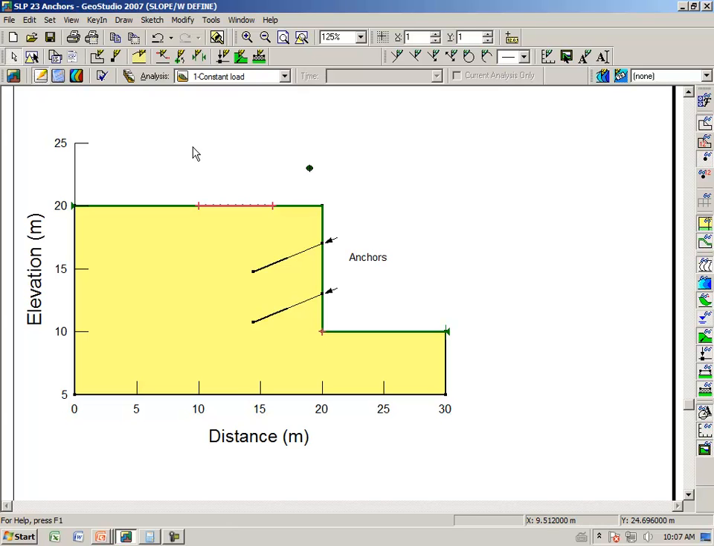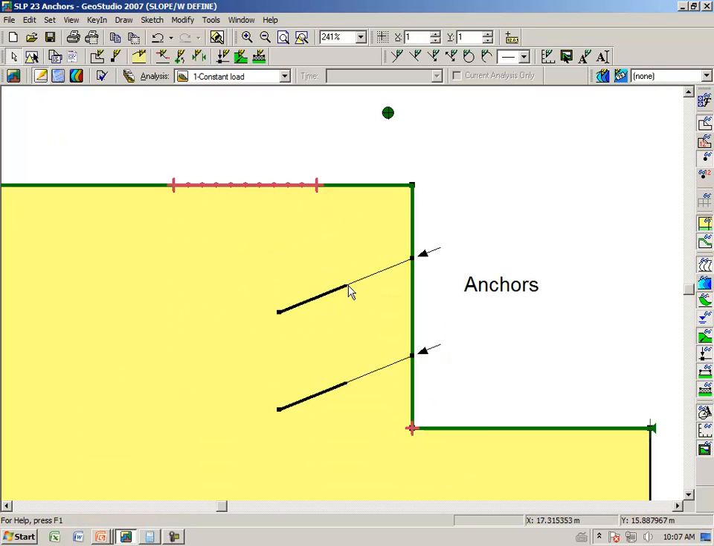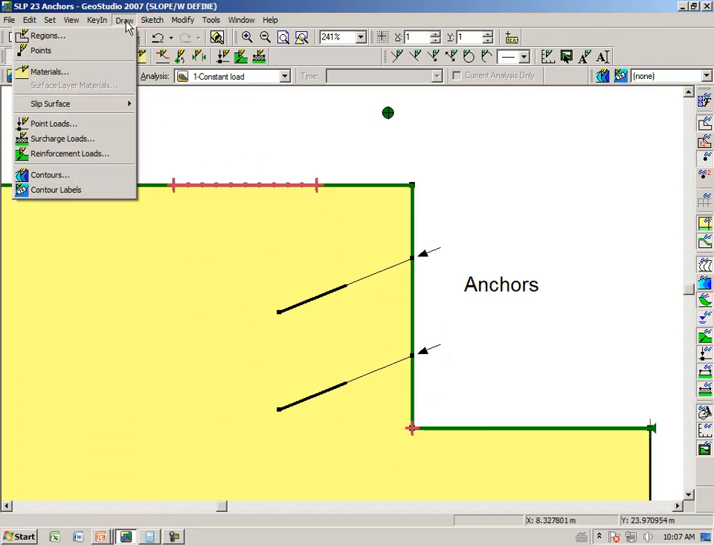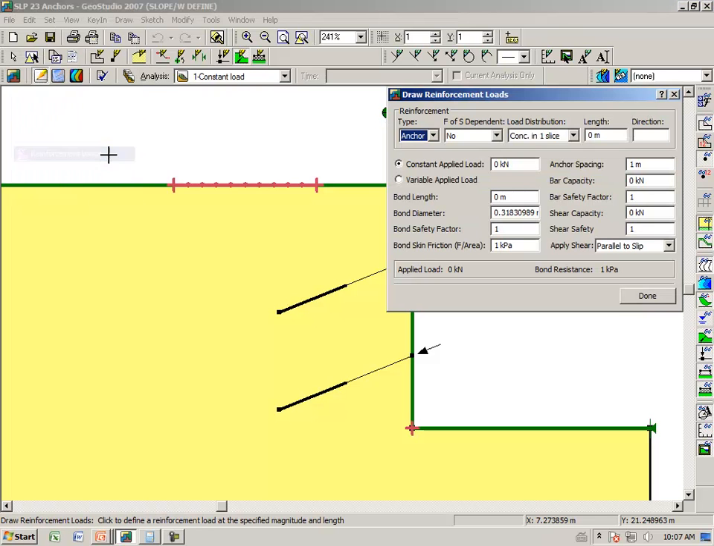There are actually 2 ways of doing this. One way is we can zoom in on the anchors and we can say draw reinforcement loads. And notice that when your cursor turns to an arrow, you can select a predefined anchor. You have to be very careful in this mode. When it's a plus sign, you will draw a new anchor, but it has to be an arrow, and then you can select the anchor.